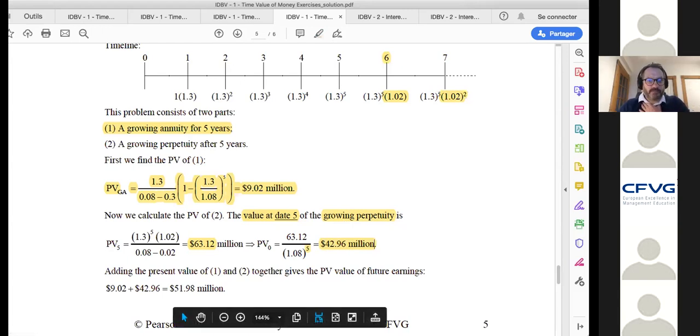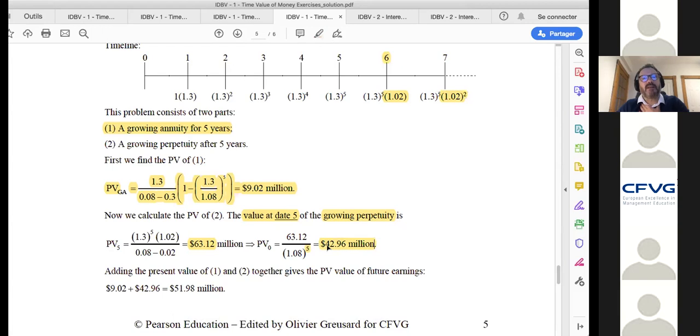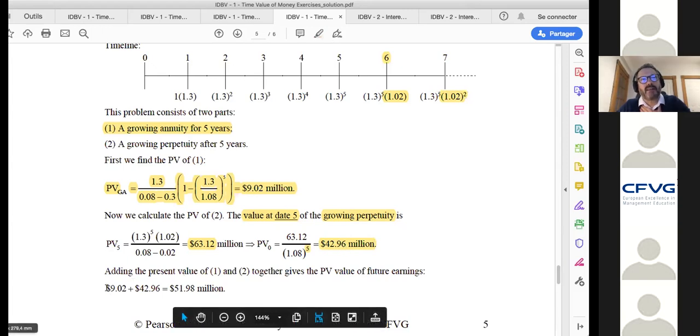So at that moment we have the present value of the growing annuity, which is 9.02 million, and we have the present value of the growing perpetuity, recalculated at date 0, so it's 42.96. Now we have the two things calculated at date 0, so we can add them to calculate the present value of our company. So that's my explanation.